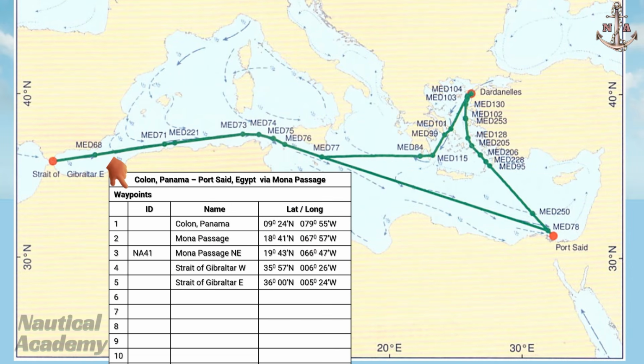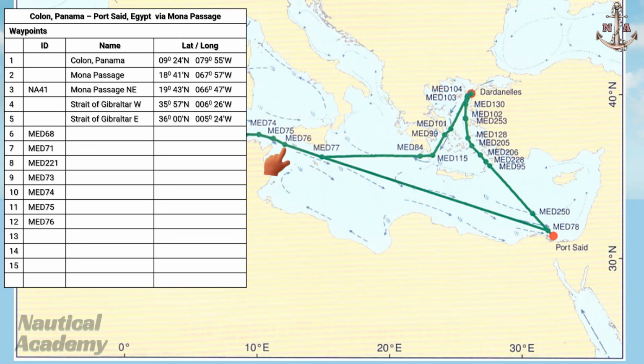Now, based on our listed waypoints from departure and across North Atlantic, the last waypoint is the Strait of Gibraltar East. Let's now note the next succeeding waypoints along this route up to Port Said. The next waypoint after Strait of Gibraltar East is Mike Echo Delta 68, followed by Mike Echo Delta 71, 221, 73, 74, 75, 76, 77, then Mike Echo Delta 78, and finally the arrival point, Port Said.